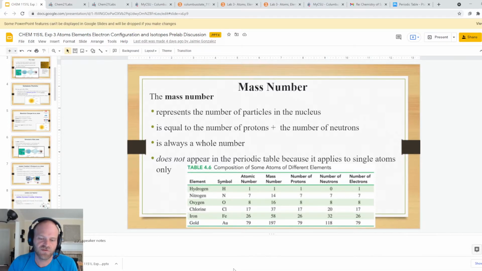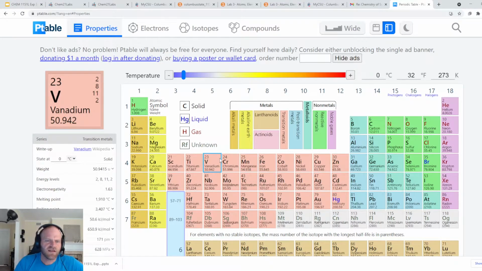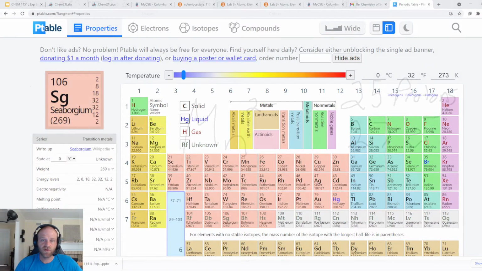Let's do a couple of examples real quick. Let me pull up the periodic table. Let's look at calcium. Calcium has an atomic mass of 40, right? This 40.078 is the atomic mass, and we'll talk about why it's not 40 even here in just a minute when we get to isotopes. But let's just say for now I want to calculate the number of neutrons in calcium. So the atomic number is 20, which means my number of protons is going to be 20.